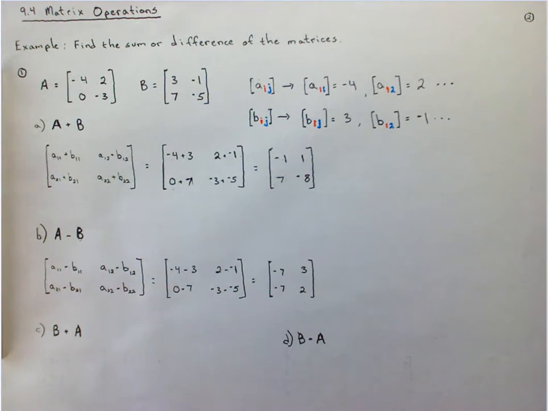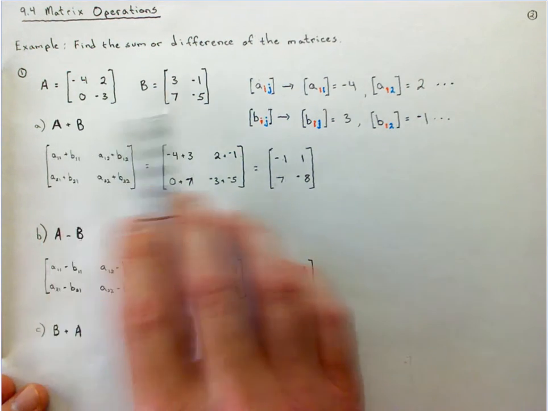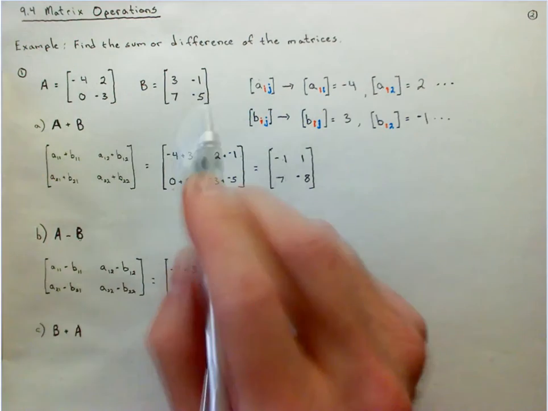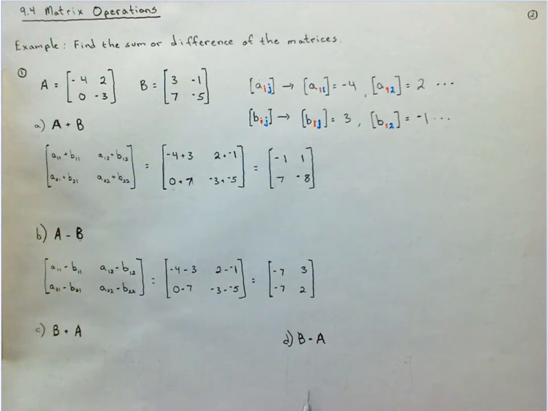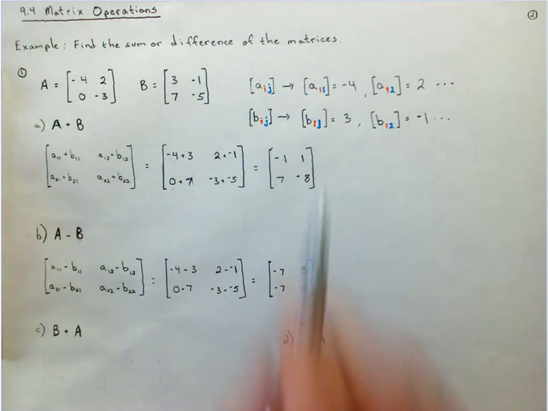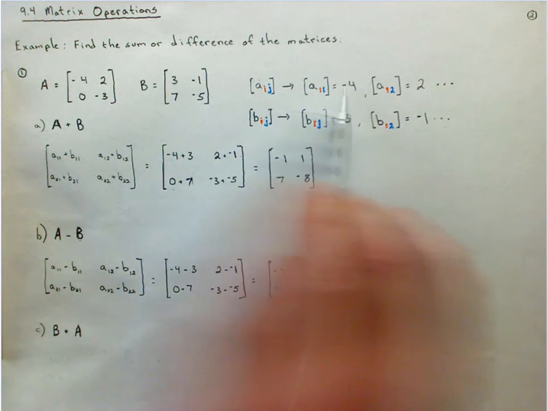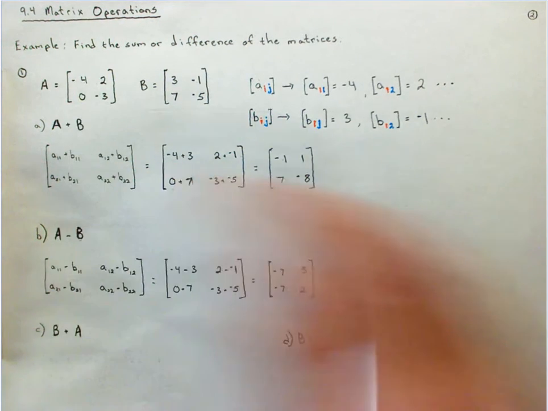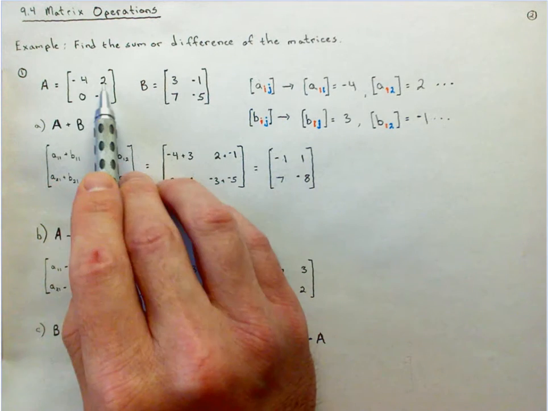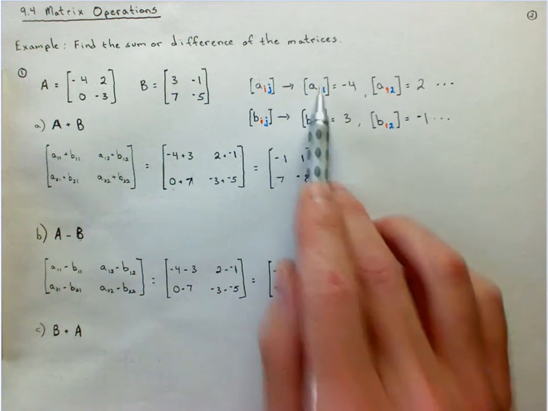The example says find the sum or difference of the matrices, and I'm given two matrices, A and B. There are the elements or entries. The order of both of these is 2 by 2: there are 2 rows and 2 columns. A sub 1 1 is a negative 4. A sub 1 2, row 1, column 2, is 2. And then here's B broken down, so that you're getting familiar with this.